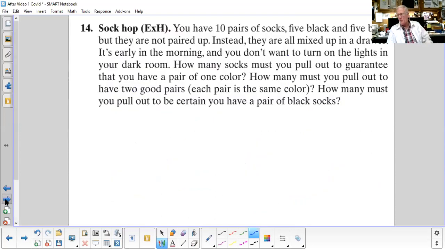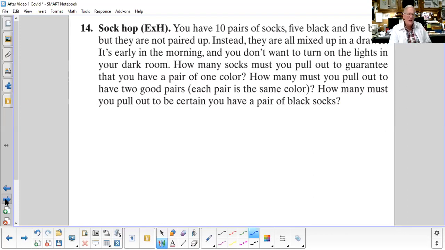Now, this is kind of a weird problem. You are a slob, and you have a roommate, and you don't want to wake up your roommate. But when you do your wash and you wash your socks, you are such a pig that you don't put the same color socks together. You just take all the socks out of the dryer and you throw them in your top drawer of your dresser. So they're all mixed up.